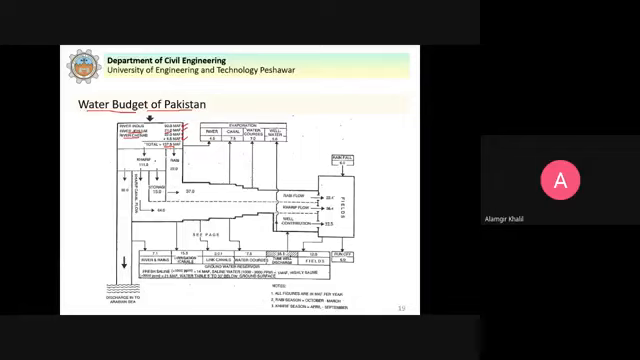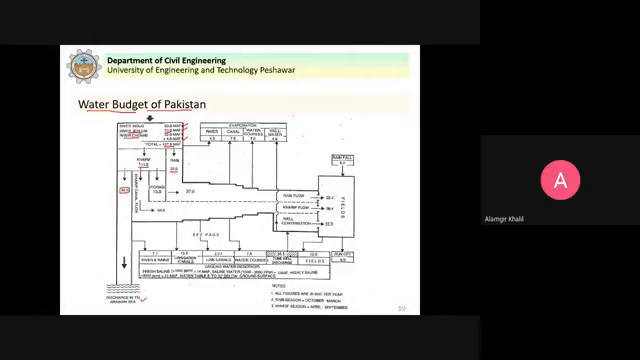Now, this water is distributed between the Kharif season and the Rabi season. The Rabi season is the winter season and the Kharif season is the summer season. Now you can see that out of this 137.5 million acre feet, 32 million acre feet of water is drained or discharged to the Arabian Sea. If we have more storages, we can store this water, and with this additional water we can bring more area under cultivation and increase our food production.